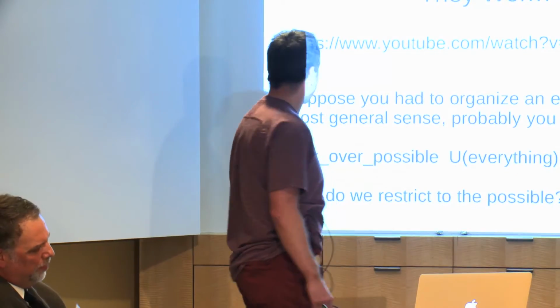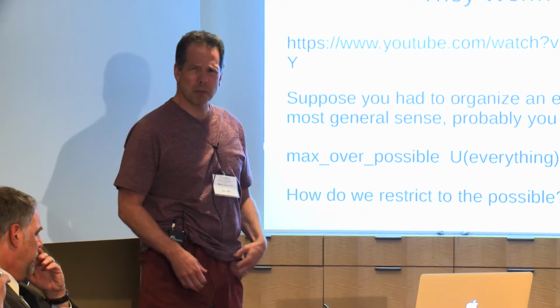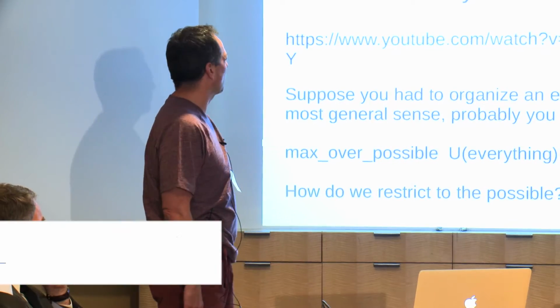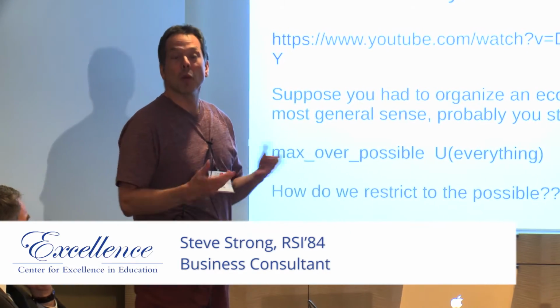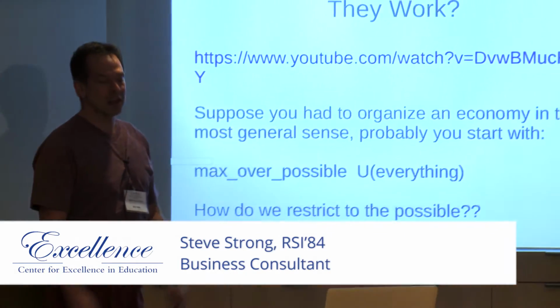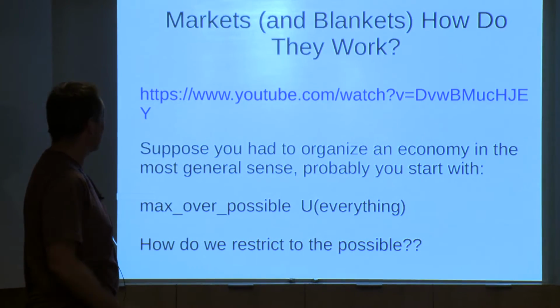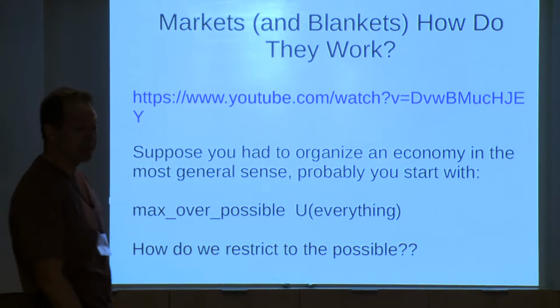So I'm going to talk a little bit about what I hope is interesting. Maybe everybody knows this and it's trivial, but I don't think everybody knows it. It's about where financial markets come from, why they exist. And so the title there is Markets and Blankets, How Do They Work?